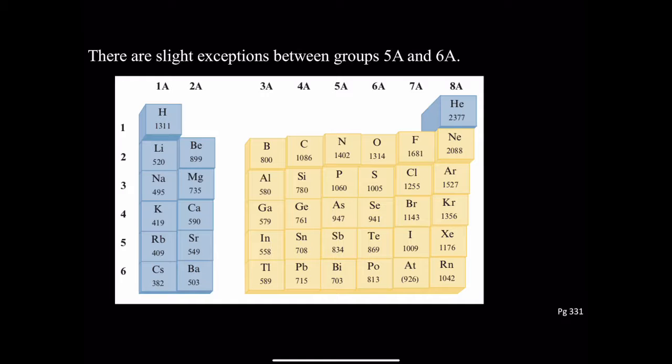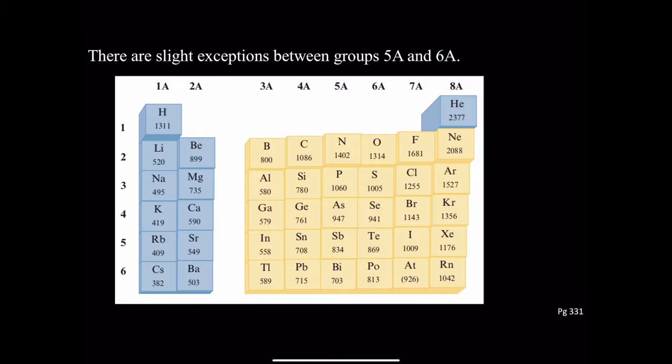So there are slight exceptions, though, between groups 5A and 6A, as you can kind of see as we move from left to right. There's some weirdness that's happening there. Okay, so just note that as you're looking at nitrogen and oxygen, or phosphorus and sulfur, even these two right here, you're getting a little bit of breakage of that rule that we've just talked about.